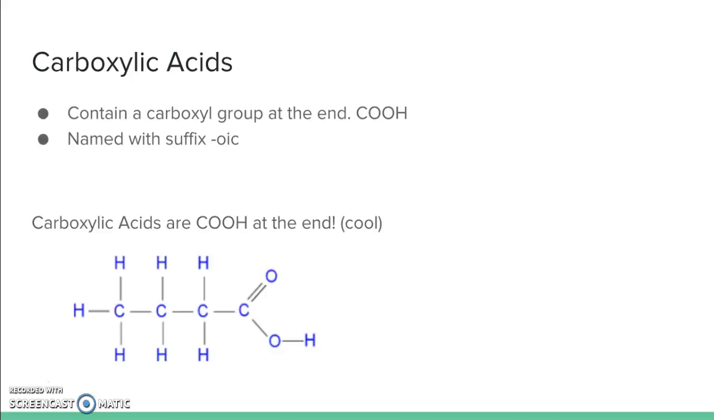Okay, so carboxylic acids. Carboxylic acids contain a carboxyl group at the end, or a COOH group, and they're named with the suffix "-oic".